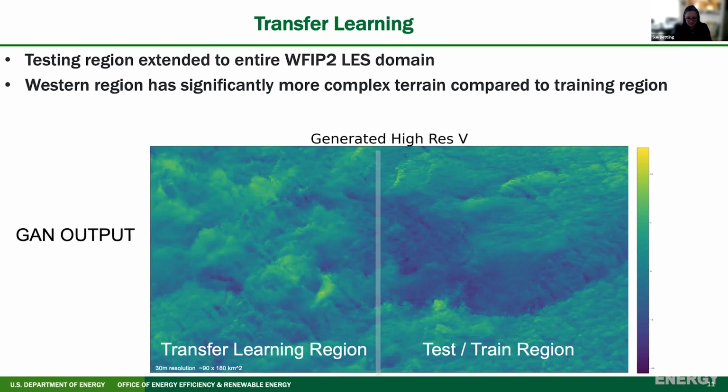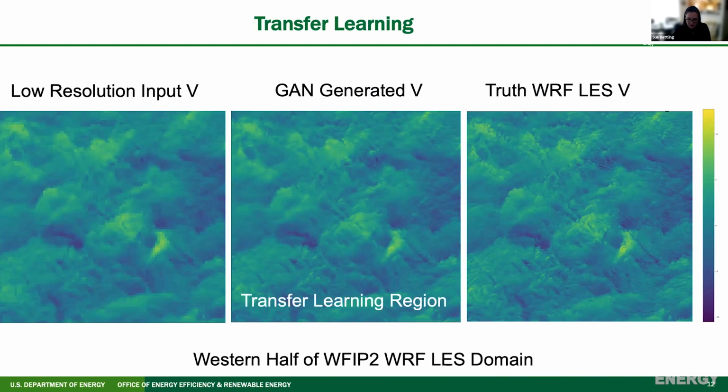Now, this slide focuses on just the transfer region. So we show the low resolution network input on the left, the GAN output in the middle, and then on the right, we have the truth field. So there are some regions where the GAN doesn't quite capture the texture in the LES, but a smoothed output is preferable to generating unlikely features or artifacts. Over the majority of the domain, the GAN's performance is pretty good given the very unique and more complex terrain.